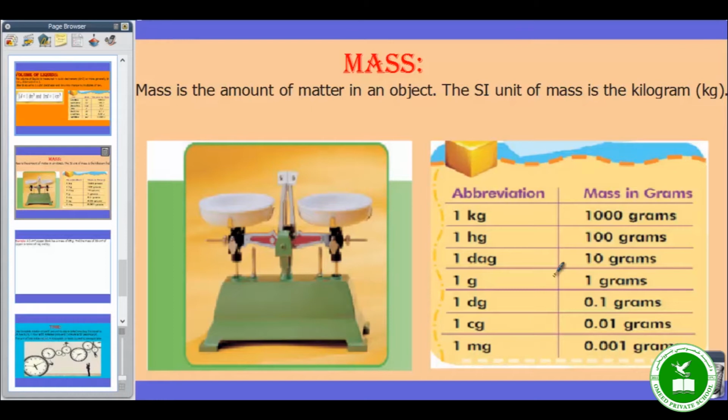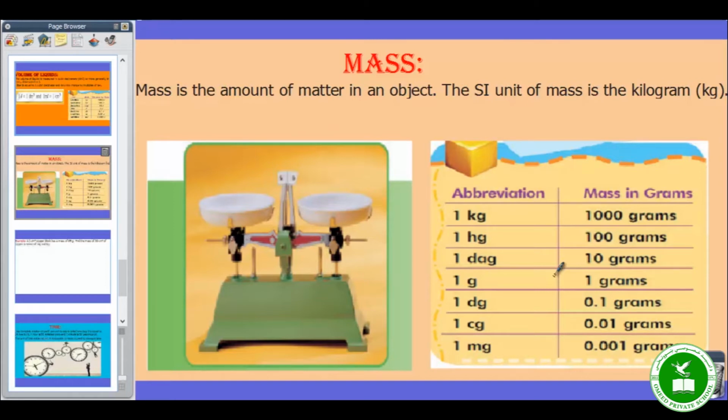Dear students, in the previous class we explained one derived quantity, which is the volume of liquids. But today we talk about one very important quantity, which is mass. It is one fundamental quantity. Okay, let's define the mass. Mass is defined as the amount of matter in an object.